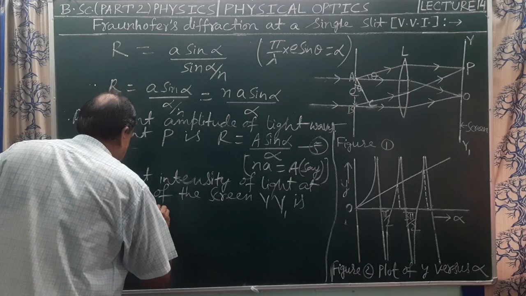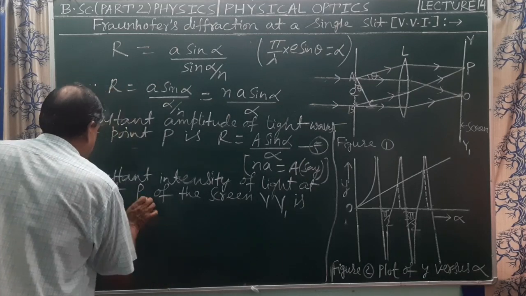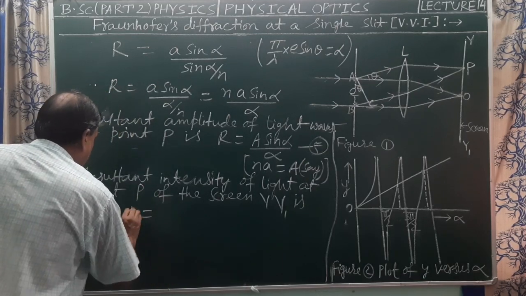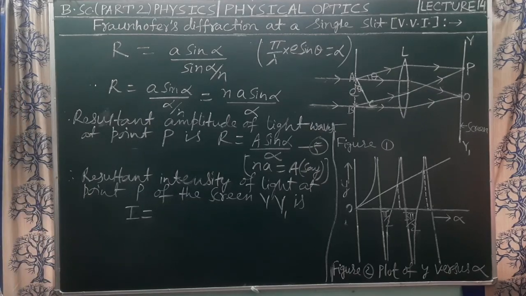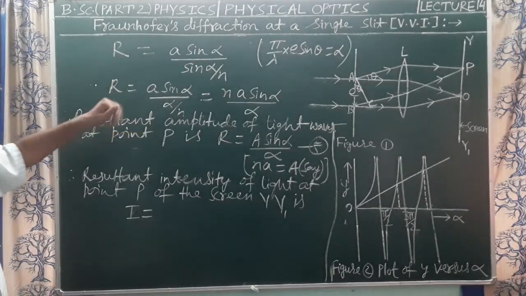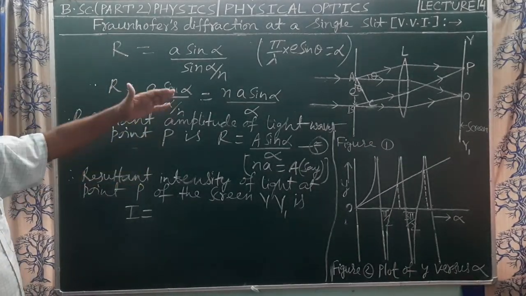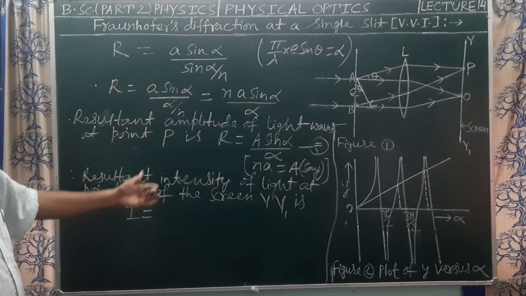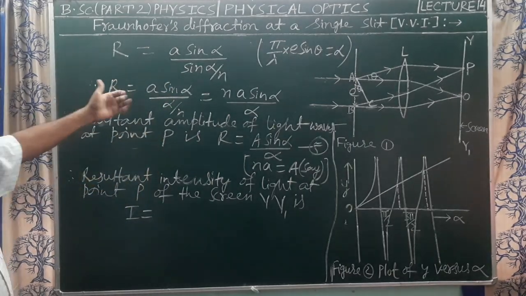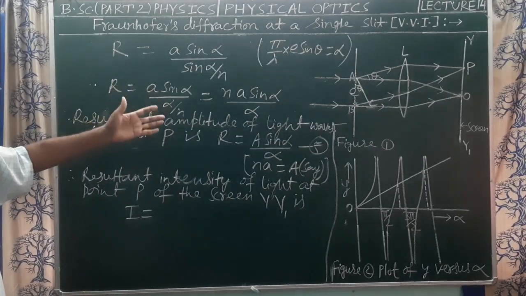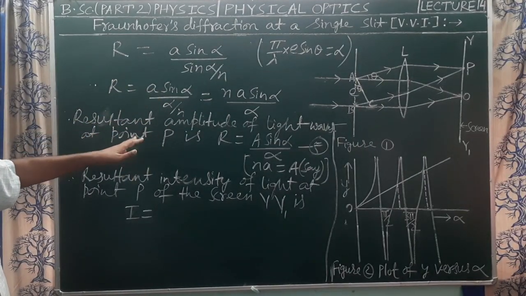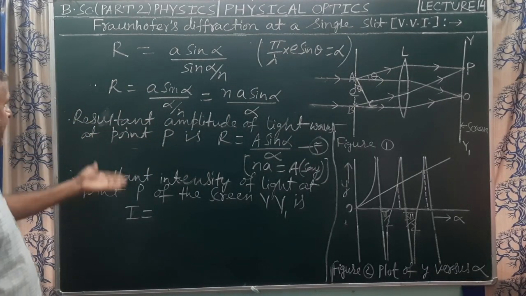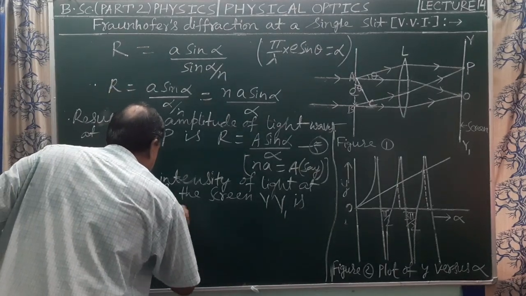Amplitude is capital R, which we have taken. Or the intensity of light, resultant intensity of light at point P, I varies as R square, amplitude square. Therefore I is equal to k R square. And taking k equal to 1, the constant of proportionality, for convenience, it is I equals R square.